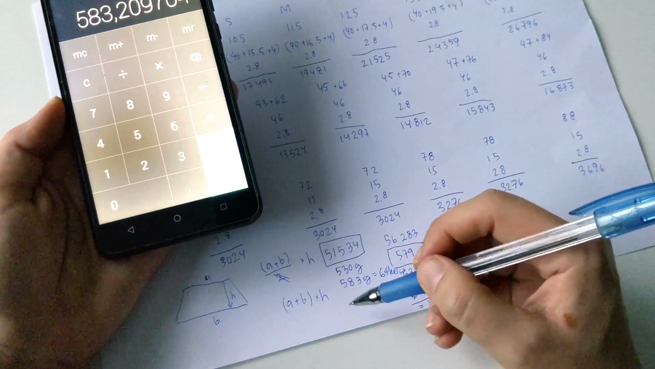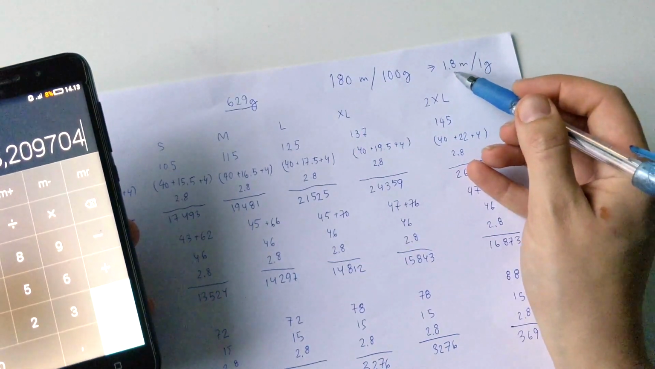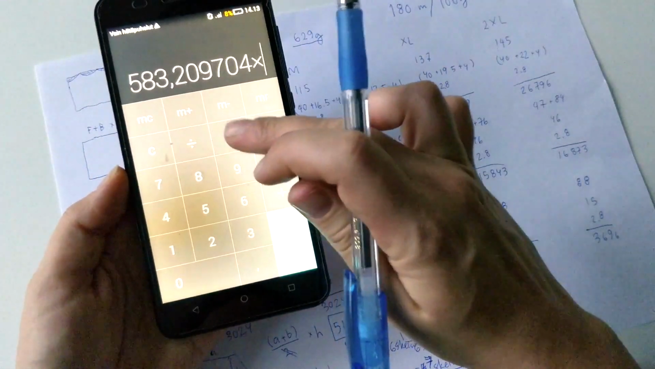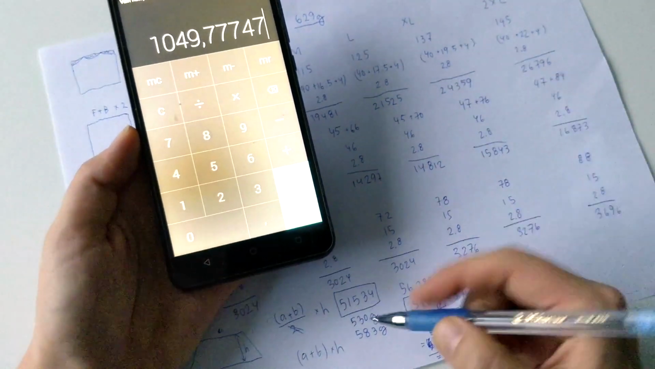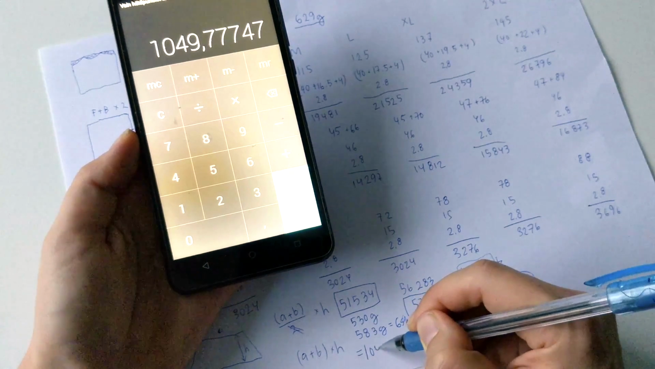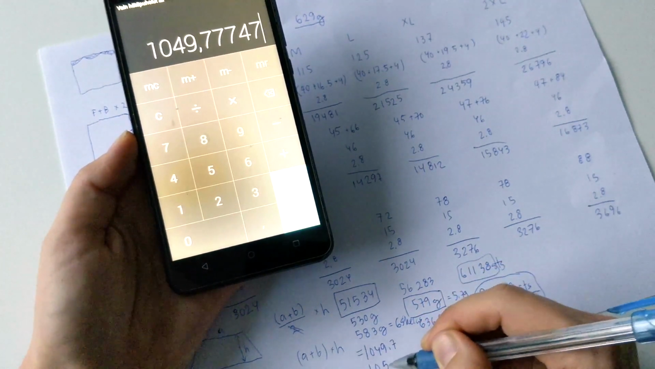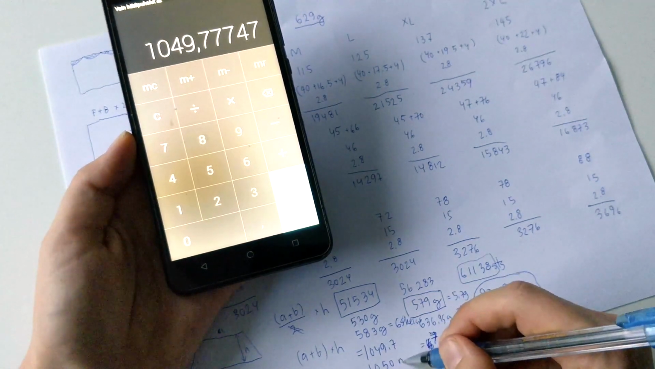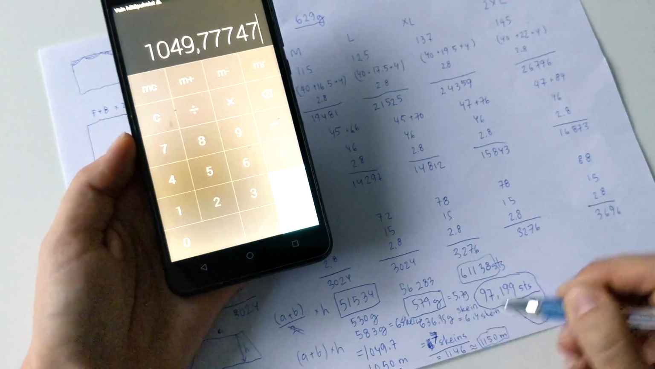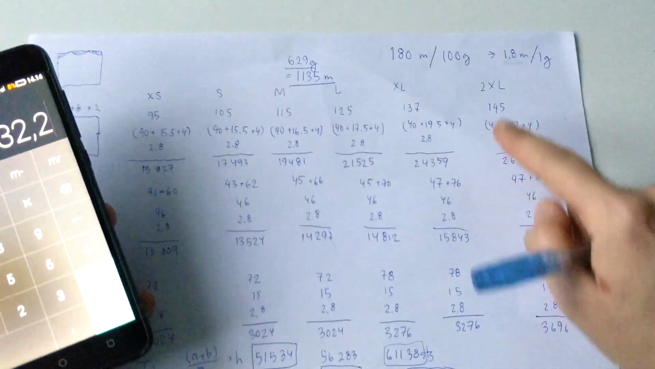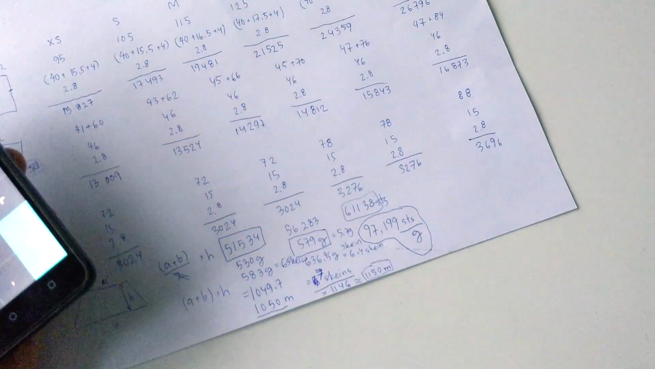And then we had 1.8 meters per gram, so I'm just multiplying this with 1.8 and ending with 49.7, so it is 50 meters. Here we have our totals, and you can calculate all these in the same fashion.